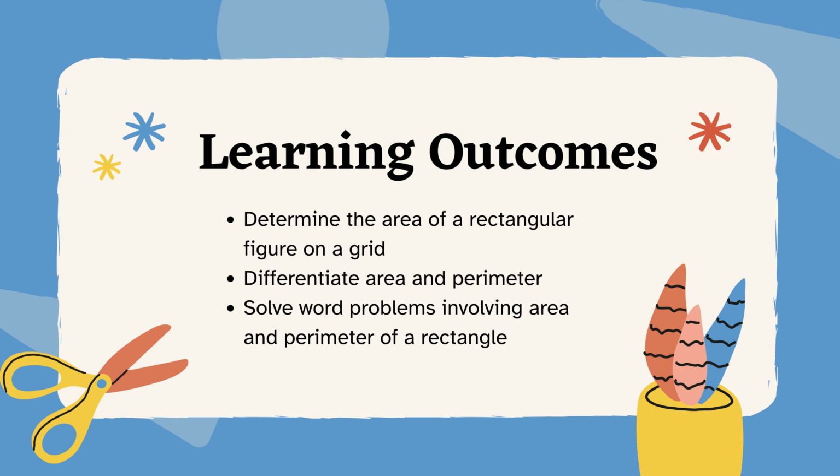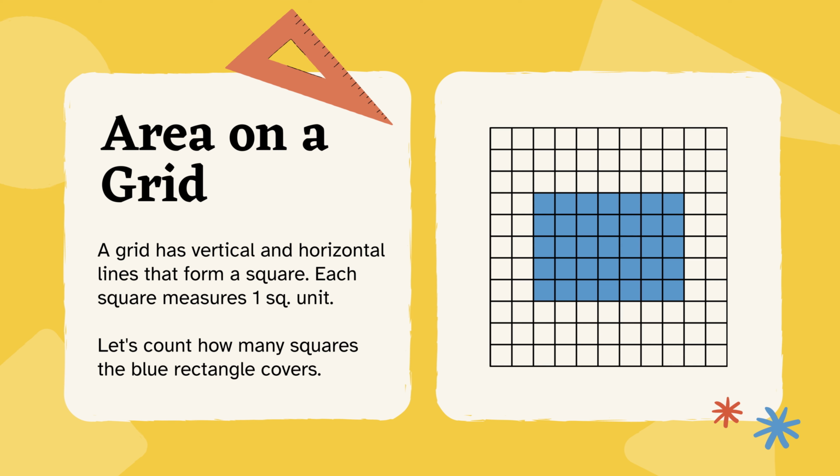Now, let's meet the rectangle. It boasts 4 sides. 4 right angles define its grace, and parallel sides stand in perfect symmetry, each with equal measures. Our journey takes us to the grid, where each square whispers tales of measurement. Count with me. How many squares does the blue rectangle conquer?